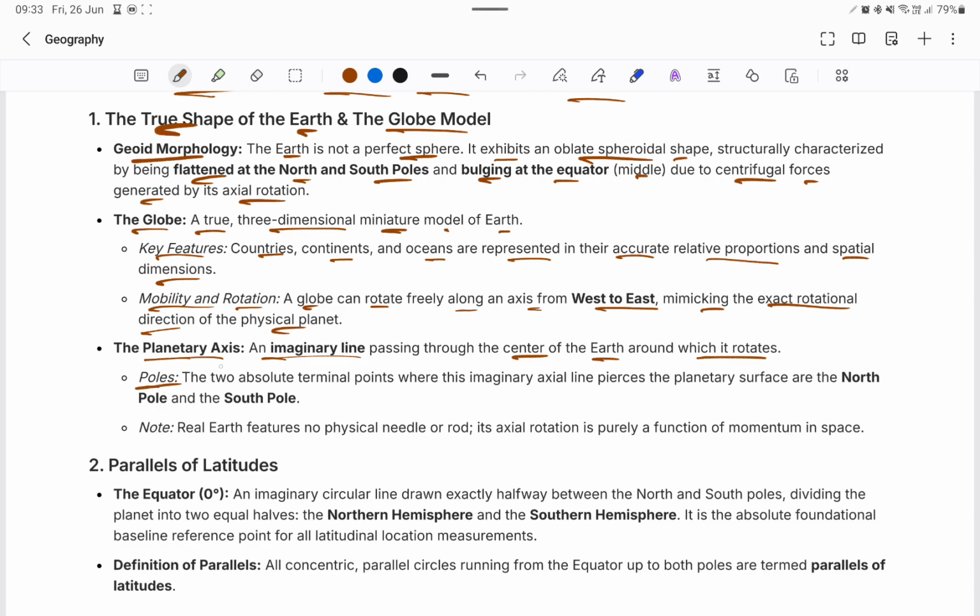It has two points. Poles act as the two absolute terminal points where this imaginary axial line precisely pierces, which means crosses or traverses, the planetary surface. These are the north pole and south pole. Note: the real Earth features no physical needle or rod. Its rotation is purely a function of momentum in space.